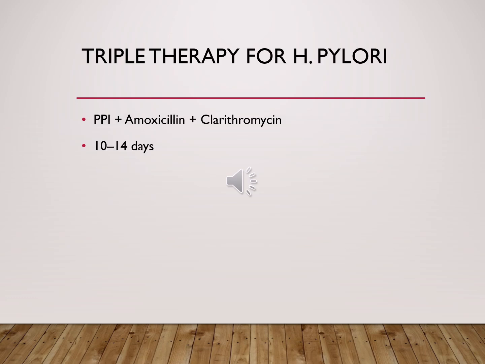I already mentioned before the H. pylori. This is a type of bacteria. So the triple therapy for H. pylori: PPI plus amoxicillin plus clarithromycin. These medicines are given for 10 to 14 days for cure.